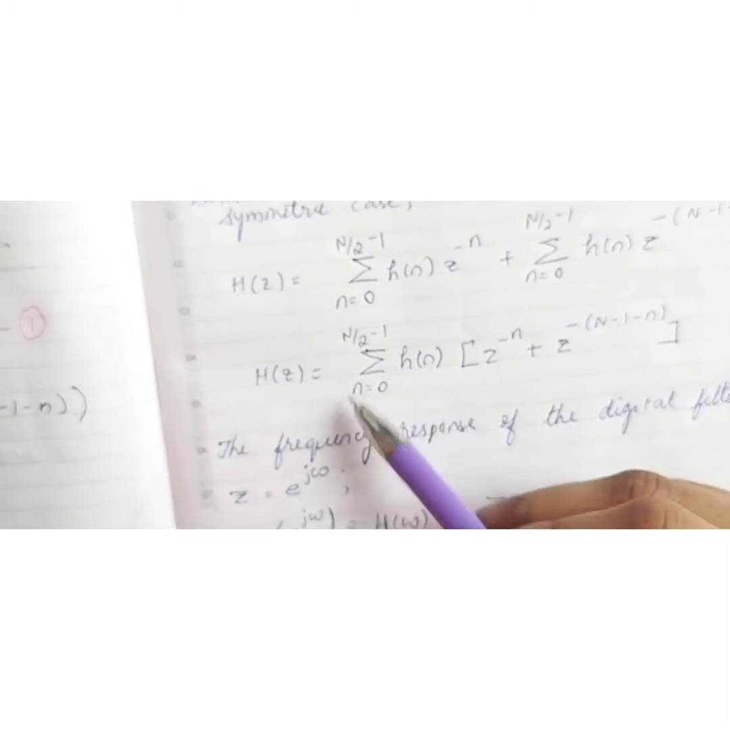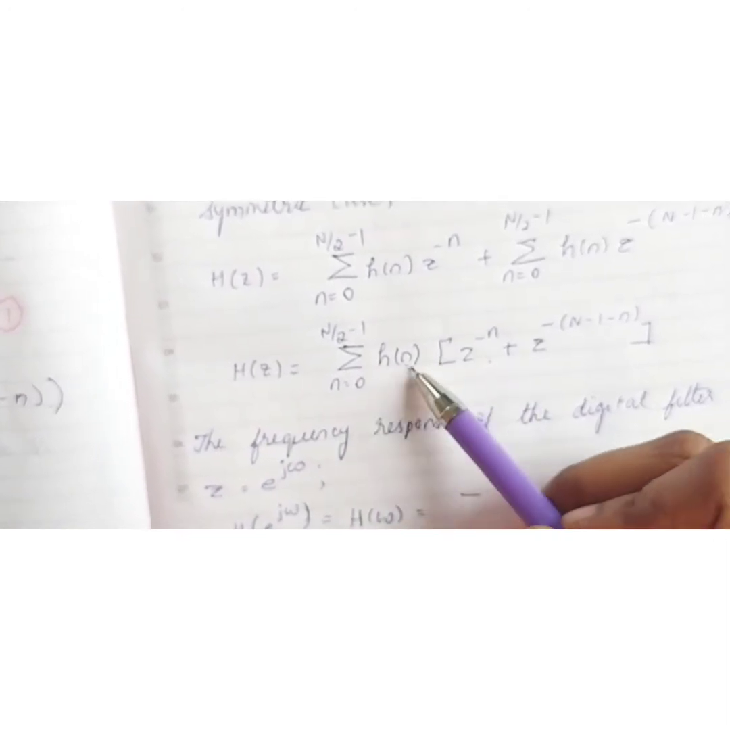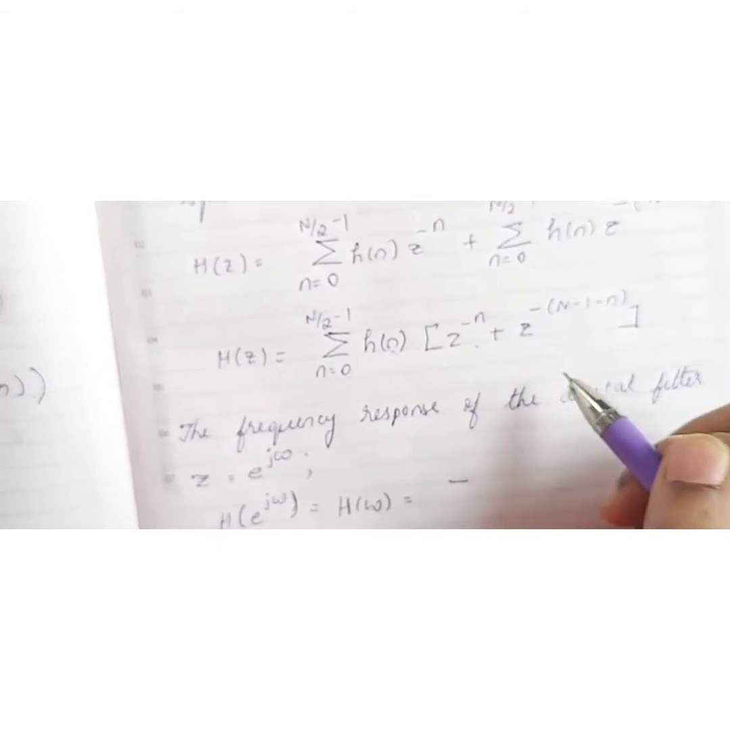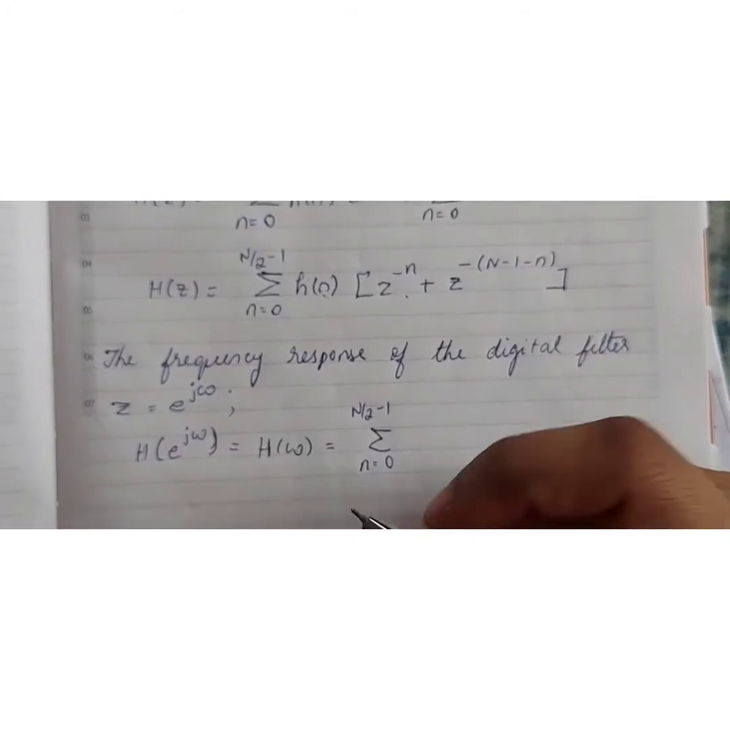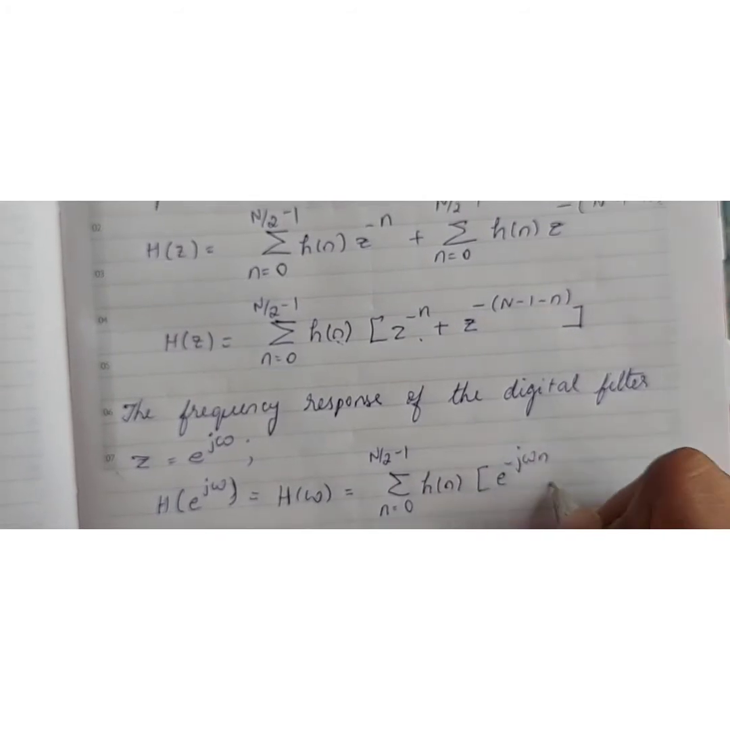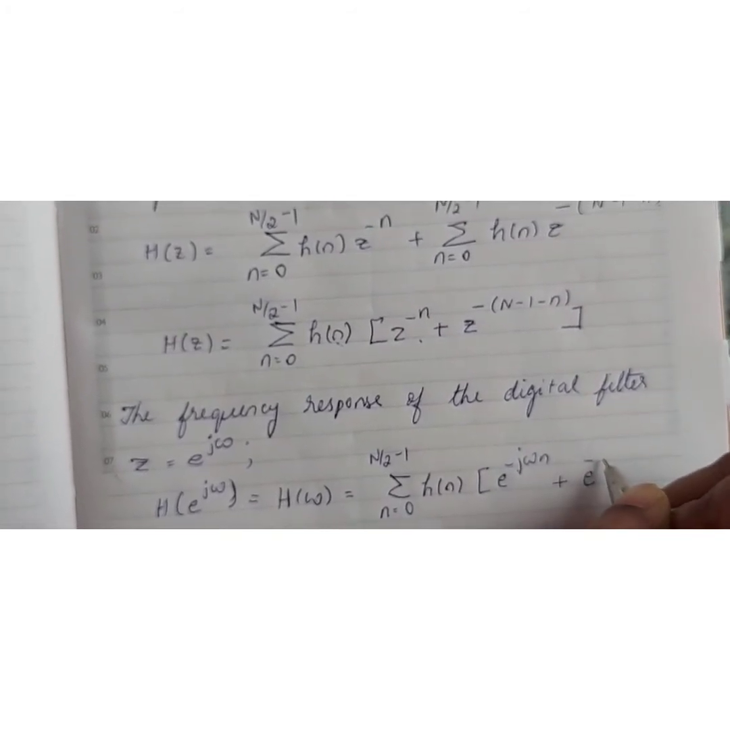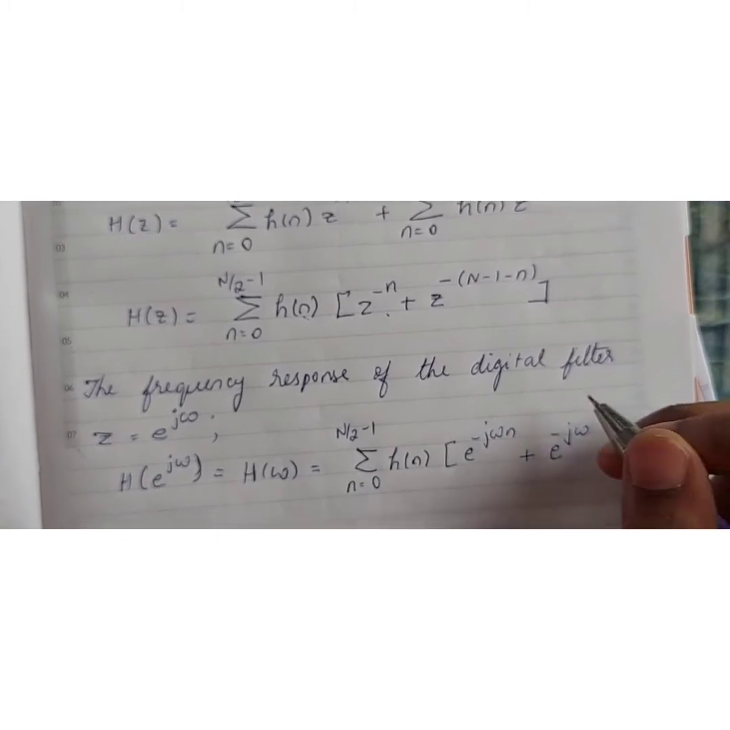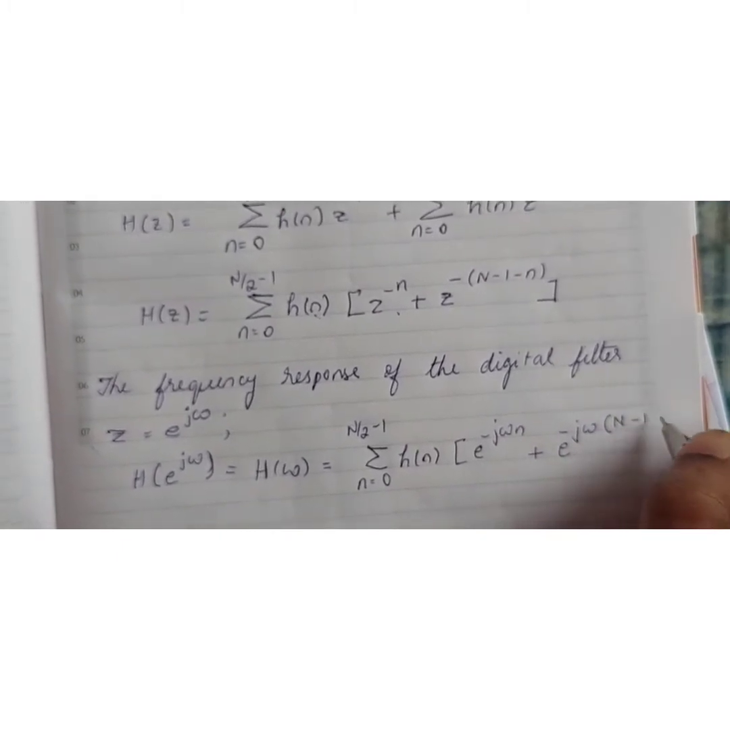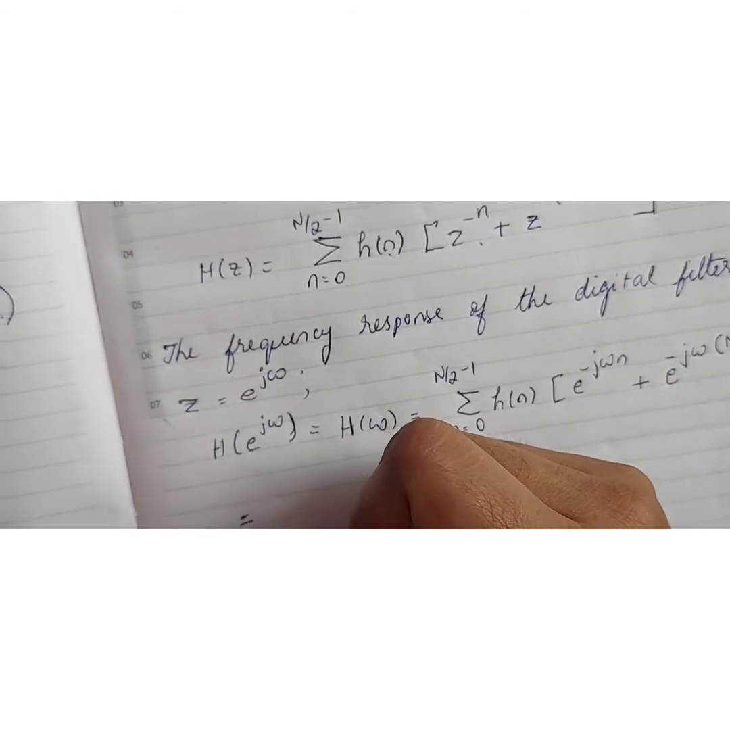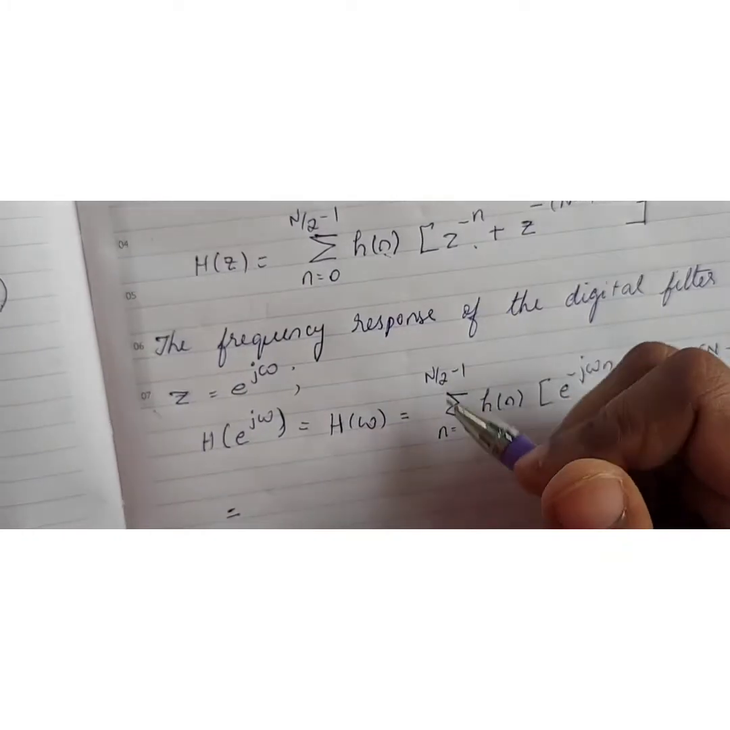See, the beauty of this equation is that you're getting the frequency term, and just by taking the time domain impulse response, you're able to obtain this. So it is very easy for you to do the calculations if you remember. So we will get h of n into e power minus j omega n plus e power minus j omega, because you're replacing z, and n minus 1 minus n remains. So in the next step, we have the range this way.